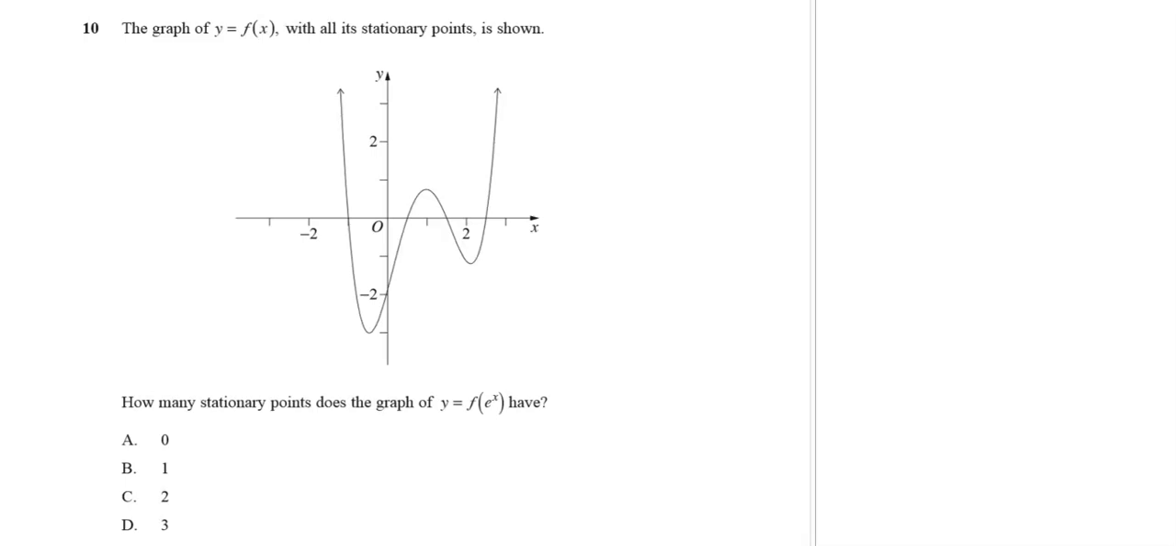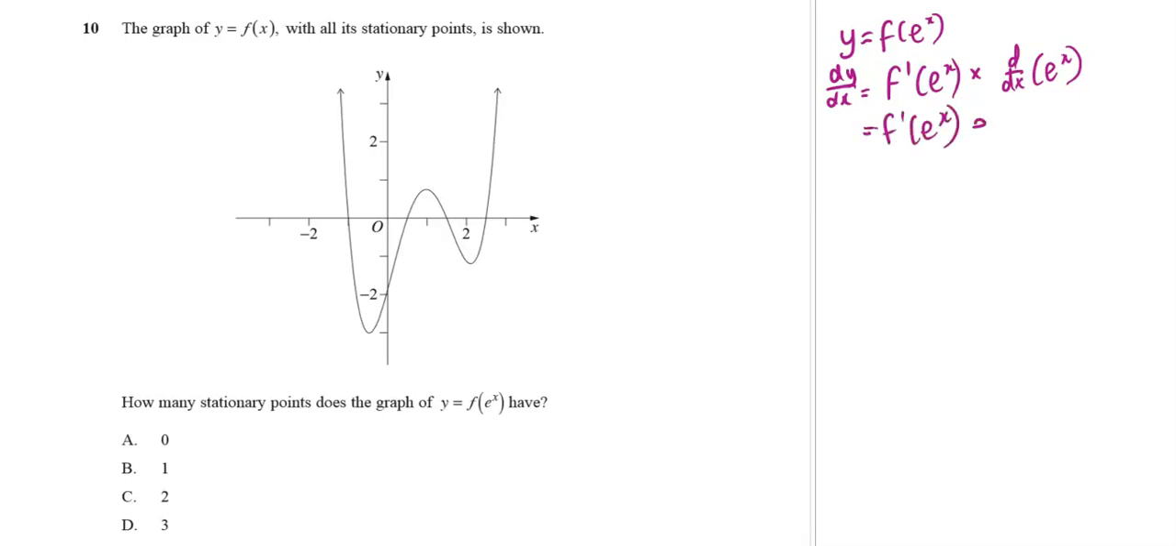Pause here to try yourself. Okay, they're asking us about stationary points, so they're inviting us to differentiate. Y equals f of e to the x. So the first derivative is f dash of e to the x multiplied by the derivative of e to the x. We know e to the x is special because its derivative is precisely itself. So the first derivative is e to the x, f dash of e to the x. Now stationary points imply that the first derivative equals 0. So let's set that equal to 0.